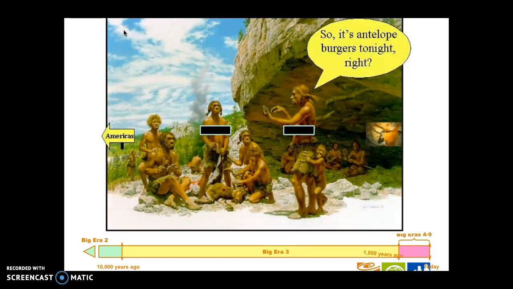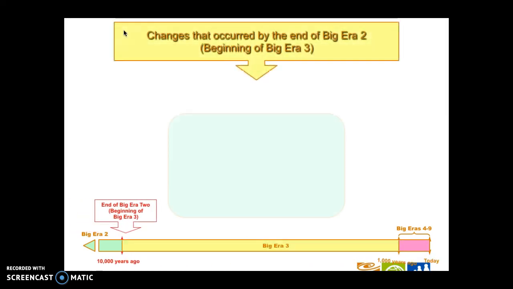So take a look at that. This is review, so hopefully you can start spotting things right off the bat. But all right, here we go. So again, the time period we're looking at is Big Era 3, and at the beginning of this is 10,000 years ago. What are the changes that we saw that happened in the previous 190,000 years? Well, here they are.